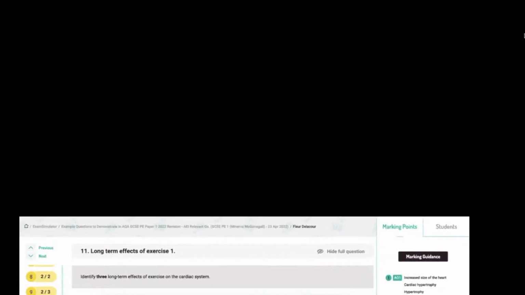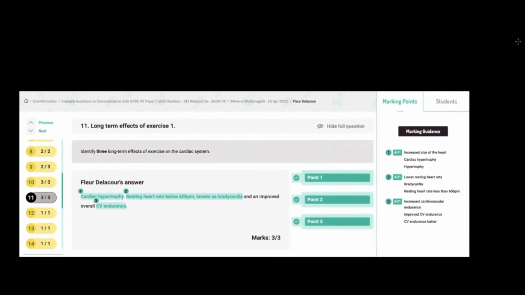Now, with that in mind, let's actually have a look at an answer. I'm specifically looking to identify, nothing more than that, just to identify 3 long-term effects of exercise on what? The cardiac system. So my muscular endurance is not relevant, my change in body shape is not relevant, only these things. So what have we got? Hypertrophy, that increasing of the heart. We've got decreased resting heart rate, and of course an increase in overall CV endurance.